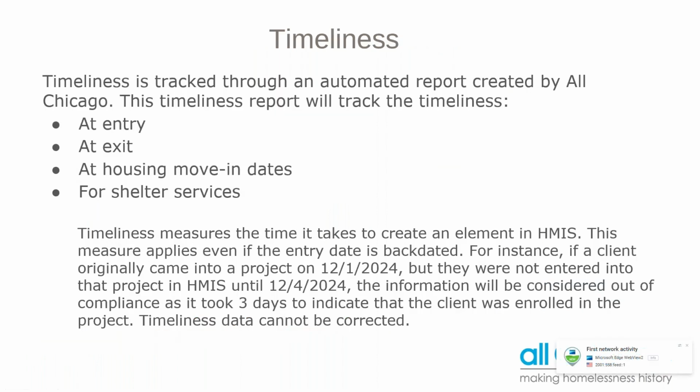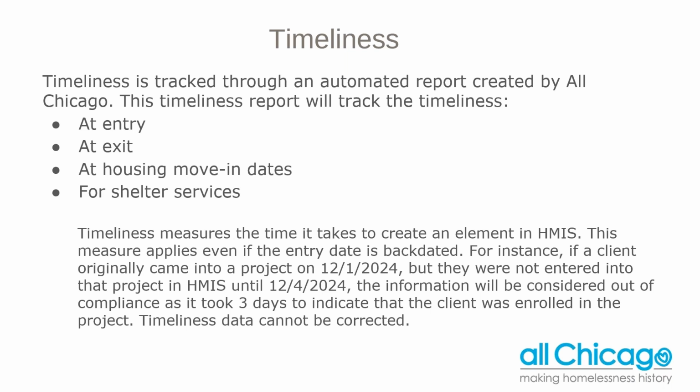Okay, so timeliness is another piece of data quality. Timeliness is tracked through the automated reports created by AllChicago. This report will track the timeliness at entry, exit, at housing movement date, and for shelter services. Timeliness measures the time it takes to create an enrollment or an element in HMIS. This measure applies even if the entry date is backdated.